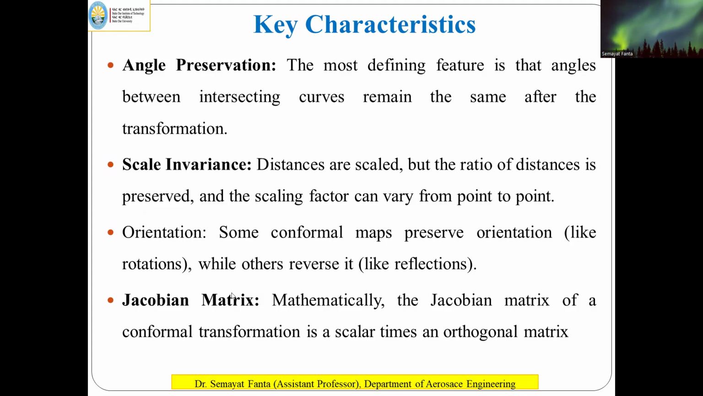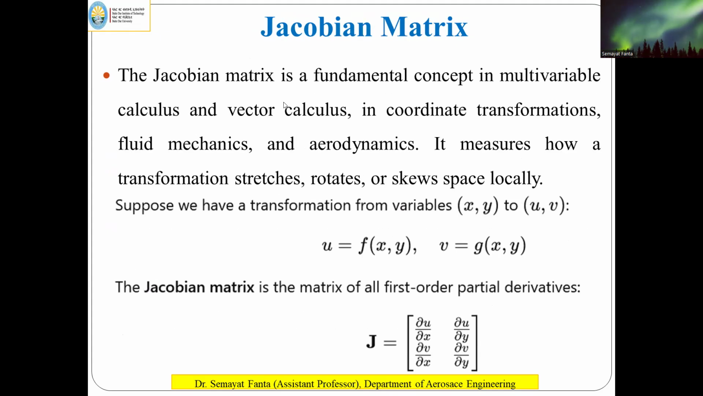So the Jacobian matrix should be defined. Let's see the Jacobian matrix. The Jacobian matrix is a fundamental concept in multivariate calculus and vector calculus, in coordinate transformation, in fluid mechanics, and in aerodynamics. It measures how the transformation stretches, rotates, or skews space locally.